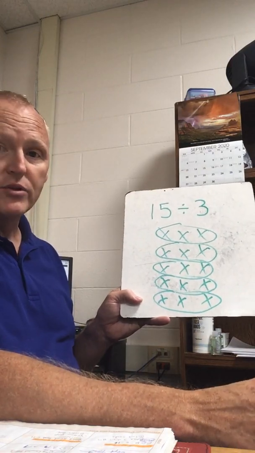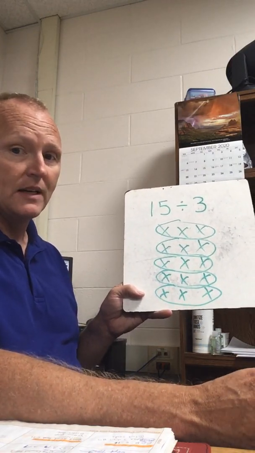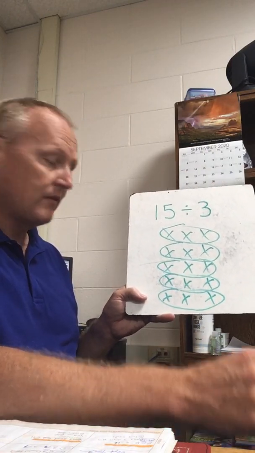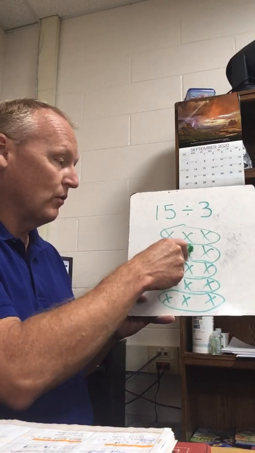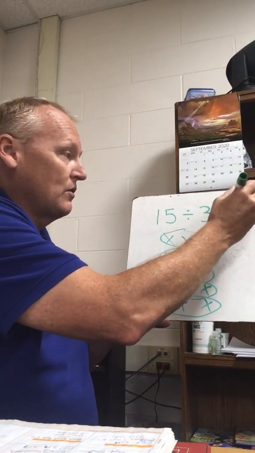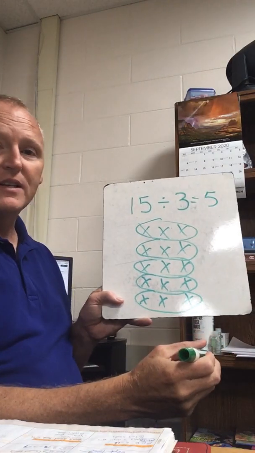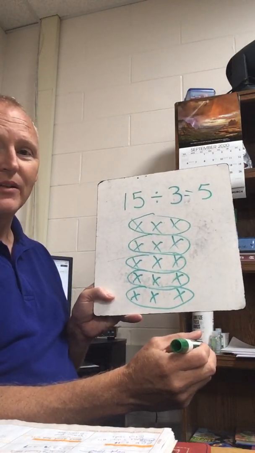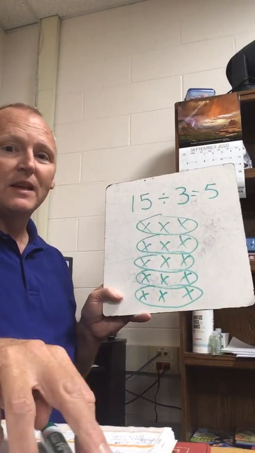Now to get my quotient, that's the answer to a division problem, I simply count how many groups I have. 1, 2, 3, 4, 5. So the quotient is 5. 15 divided by 3 equals 5. Okay? So that's basic division.